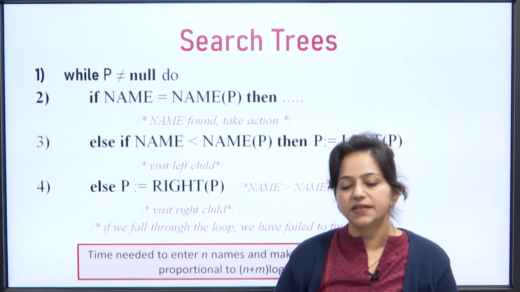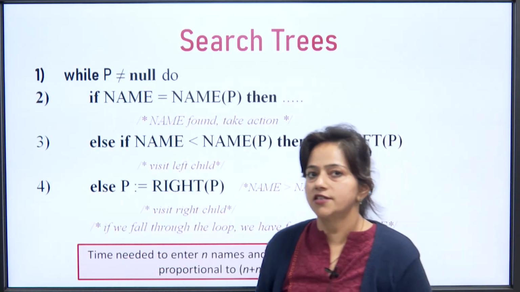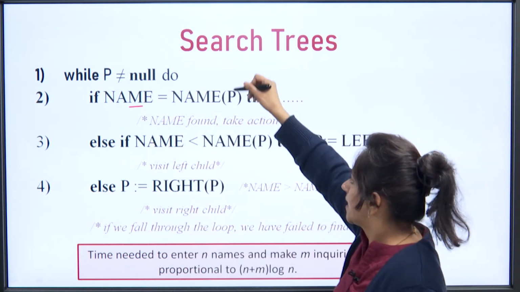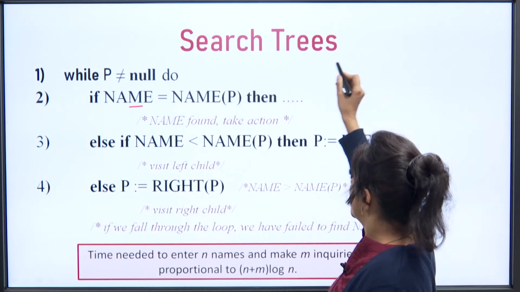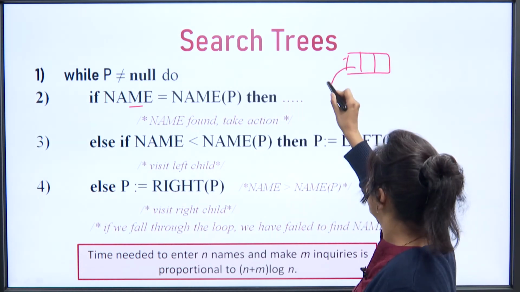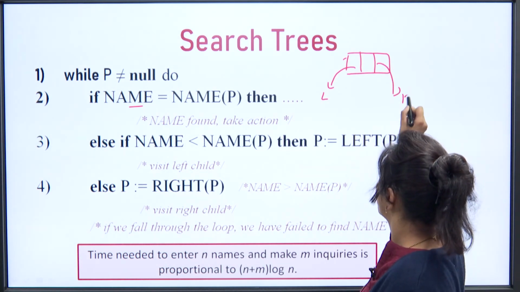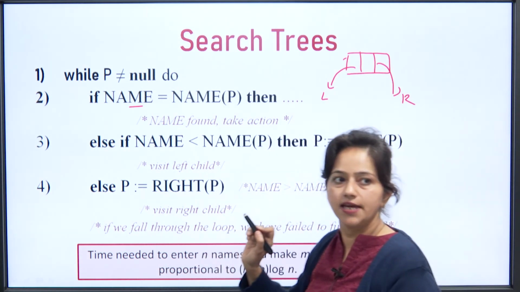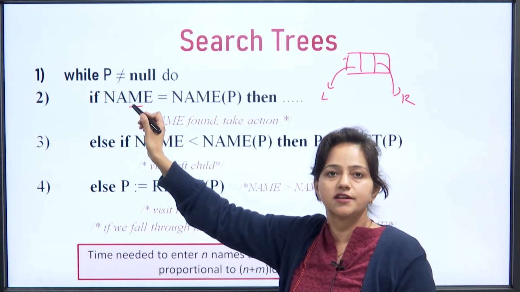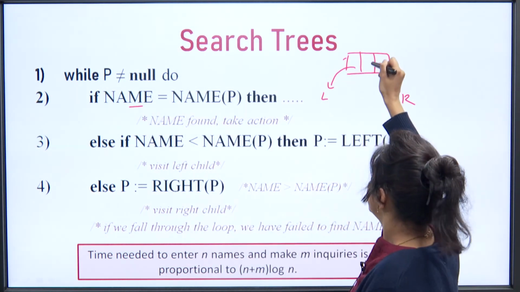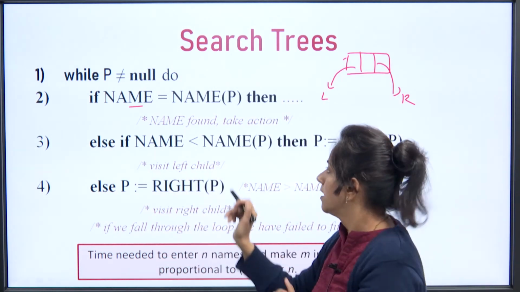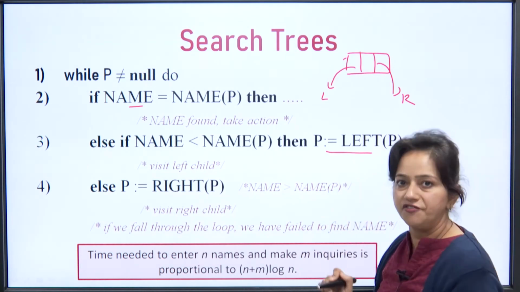Now the next scheme is search tree. What do we do in search tree? We search for a particular name, and this is the current pointer. Here we establish a BST type structure where a node will have its left pointer and right pointer. We check if the name matches that particular node, then we say yes, record is found. If the name is less than that node, then we look into the left subtree, so we set P equal to left of P.